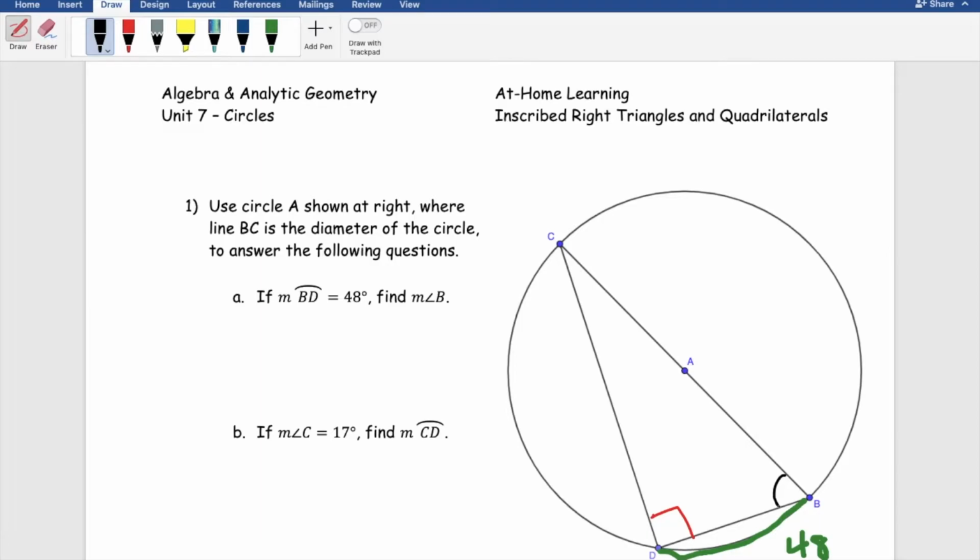So we need to know how big this angle here is in order to solve this problem. Well, we've got a couple of different ways we can do this, one involving the triangle, one involving the arcs. We'll start with the arcs because it's something we've just discussed.